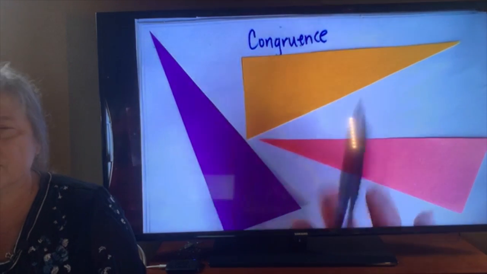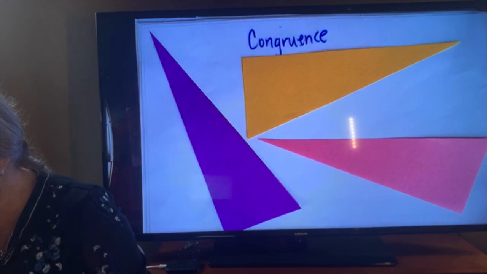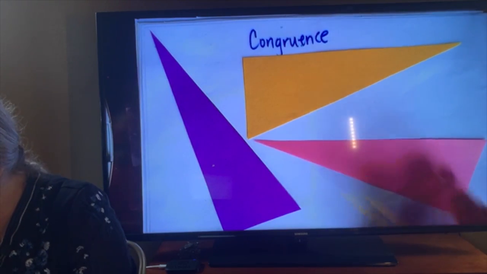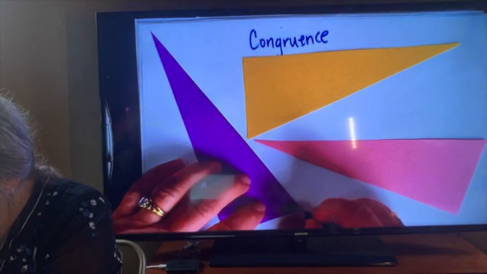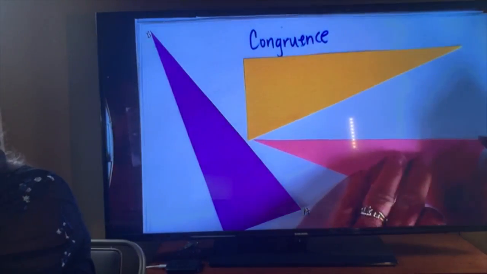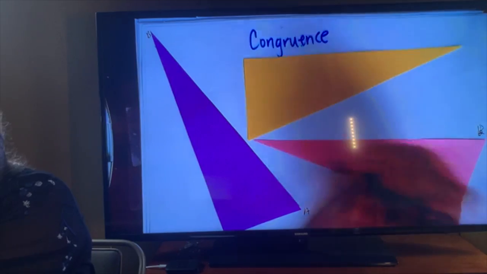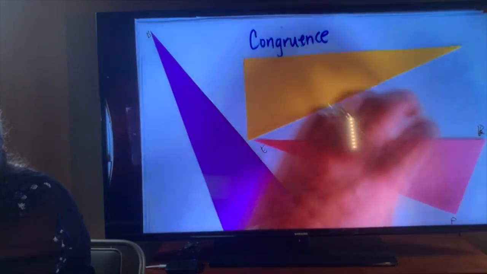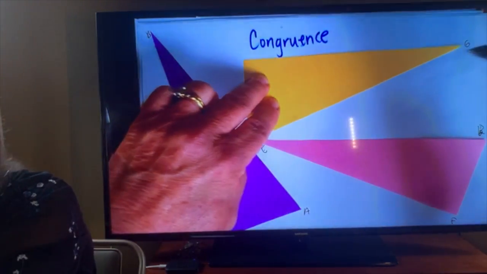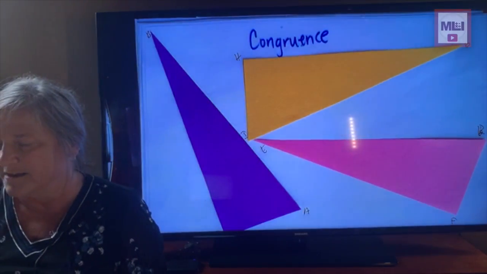So we know these are congruent because we cut them out of the exact same kind of paper. But we also know that we can measure different angles on these different triangles. Let's say I call this A, B, and C. And I'm going to call the next ones D, E, and F, and G, H, and I. All right, so we have all these things.